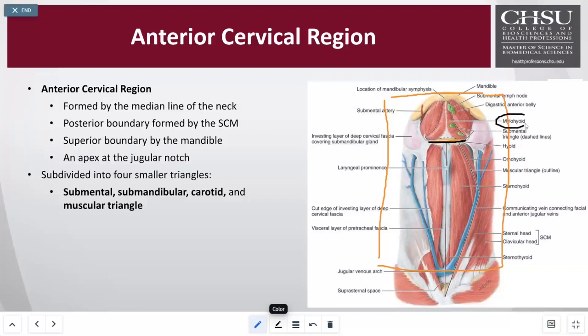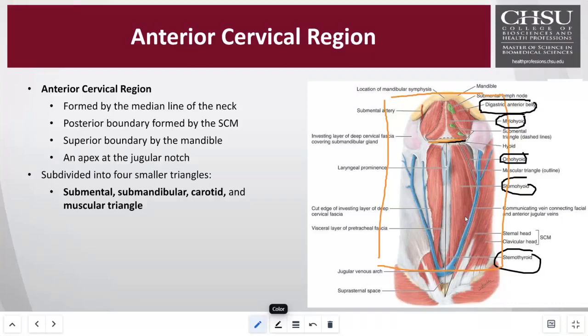The mylohyoid above it. Digastric, there's a posterior and anterior belly. This is the biggest one, the most noticeable one of the suprahyoid muscles. Then we have the omohyoid, sternohyoid, sternothyroid, right? So when you're looking at the positioning, you should definitely know which ones are below the hyoid bone, which ones are superficial, and which ones are more midline.